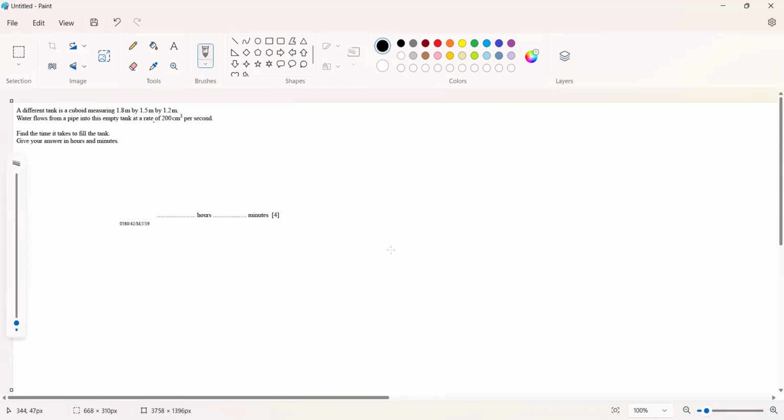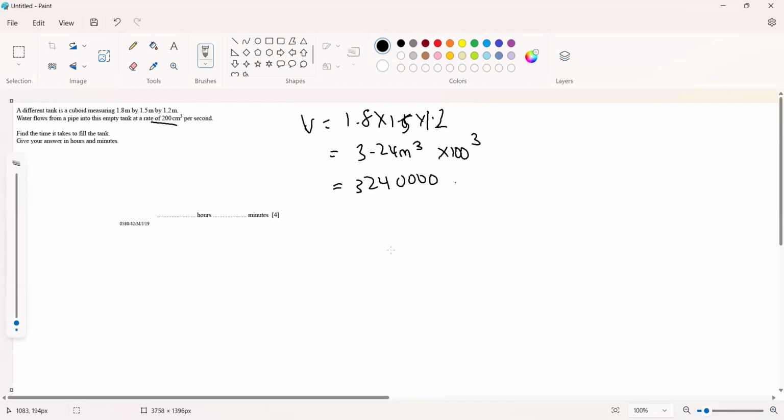So from here, we can find the volume of the tank first. So volume is 1.8 times 1.5 times 1.2, right? So from there, that would give us 3.24 meters cubed. So the water is flowing in at 200 cm cubed per second. I recommend you to convert it into cm cubed first. So we multiply by 100 cubed. So multiplying by 100 cubed will give us 324,000 cm cubed.